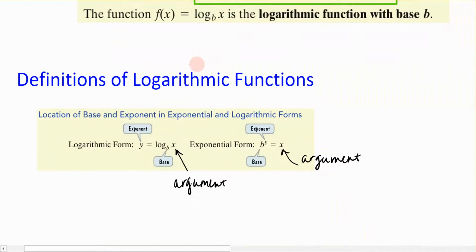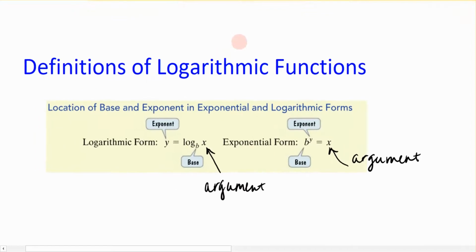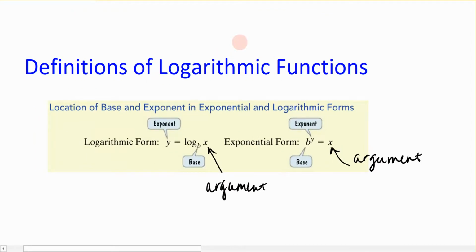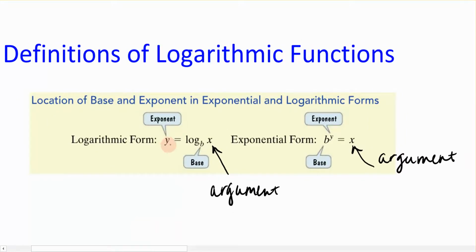So, since we have these two forms of log functions, we want to be able to move back and forth seamlessly between which form of the function we're talking about. So, if I have a logarithmic form, again, the logarithmic form of my function looks like y equals log base b of x. Now, to define a couple of terms here that we're going to be using, y is considered the exponent. B in this particular scenario is considered the base, but anything down here would be the base. And then x is what we call the argument.